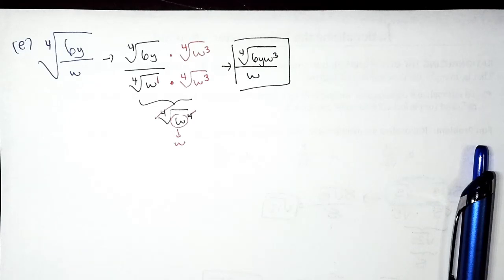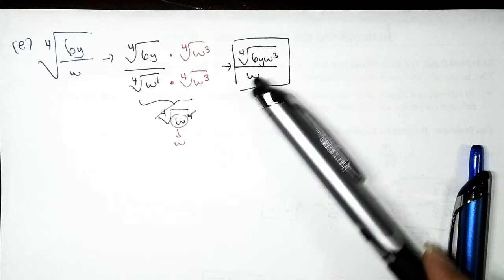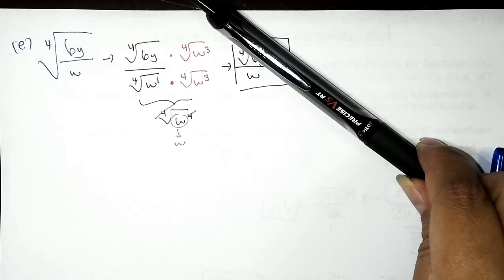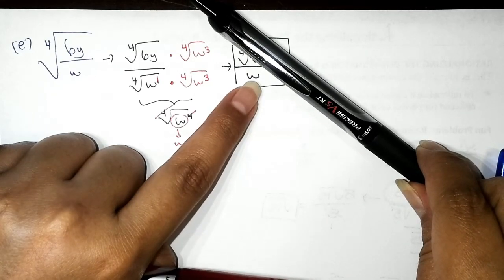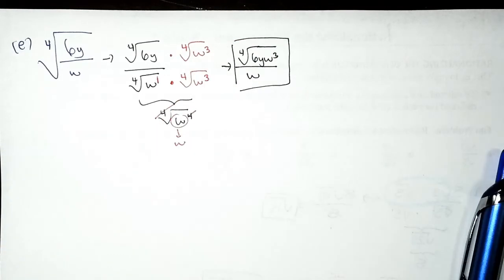So I'm gonna ask myself, is this simplified? Did we rationalize the denominator? Did we get rid of the radical in the bottom? We sure did. The radical that exists, is that simplified? Yeah, because we cannot simplify the 4th root of 6yw cubed. And lastly, this is a fraction, so is it reduced? I cover up the radical because if I could reduce, I'm supposed to be able to cancel w with something else. So it's a fraction. Is it reduced? And the answer is yes.